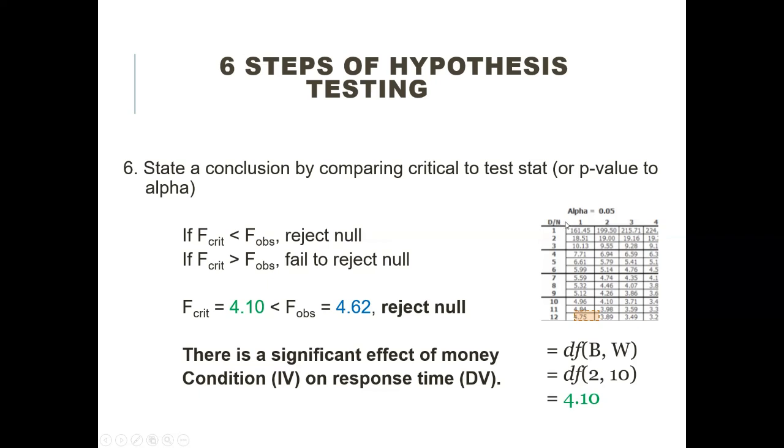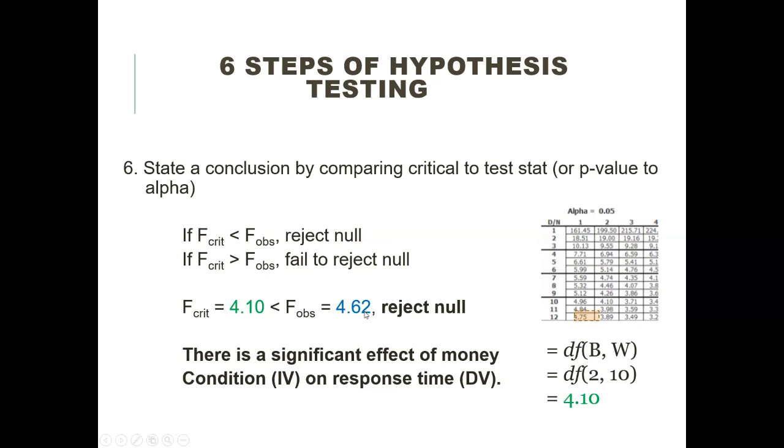And so I'm going to find my degrees of freedom. Sorry, this got messed up. So this is my degrees of freedom between, which is 2, and then I go down to 10. And so my critical F is 4.10. Now I compare my critical F to my observed F. My observed F is 4.62.